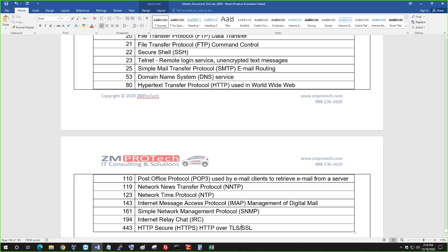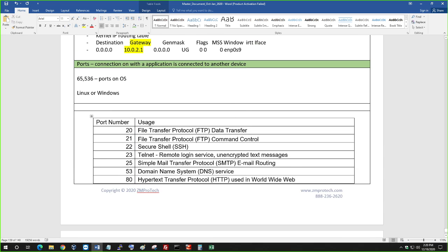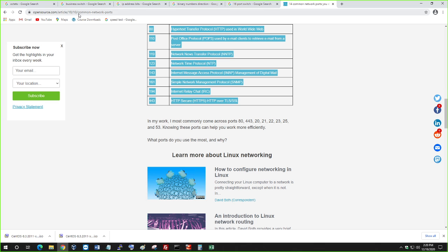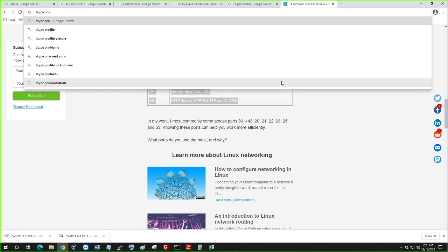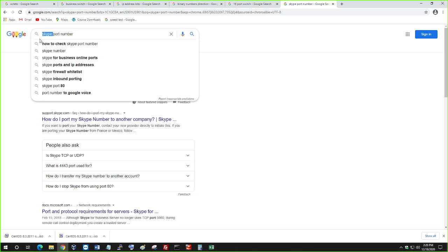Okay, so this is some information here, but here's the thing. What if you download some application like Skype? You could search Skype port number, and you see that Skype is going to run on these ports, if it's UDP. What about something like iMessages?